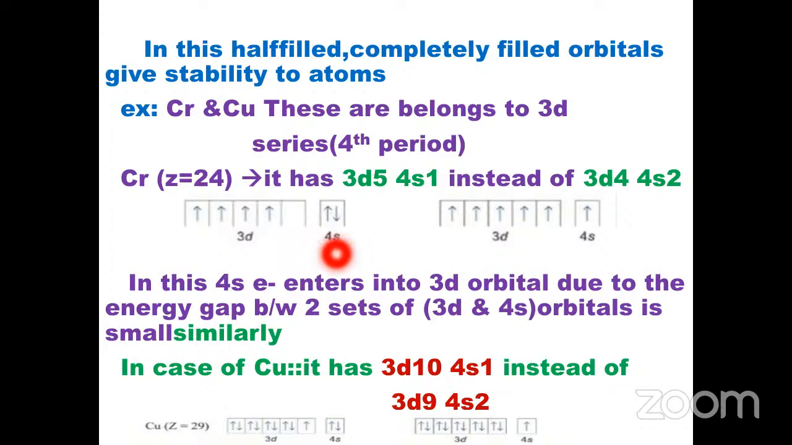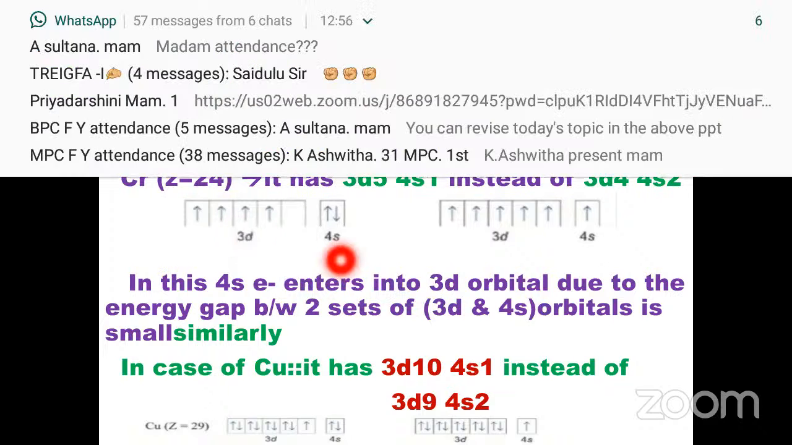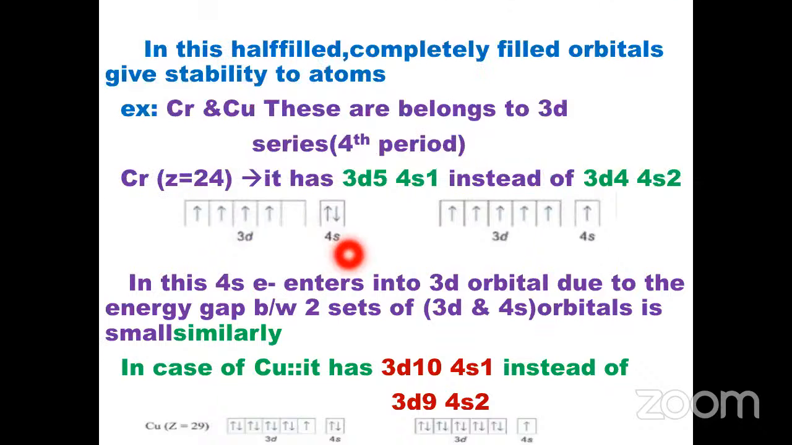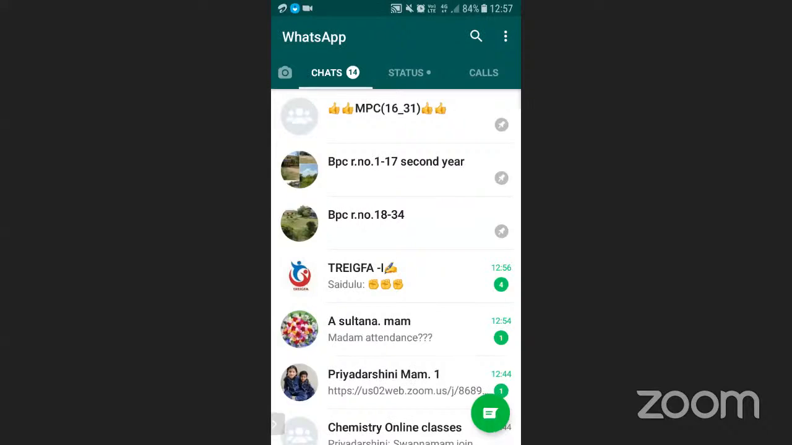Why are the electrons entering from the 4s orbital to 3d orbital? Because of the energy gap. The energy gap between these two sets of 3d and 4s orbitals is small. That is the reason the electron of 4s orbital enters into 3d orbital.